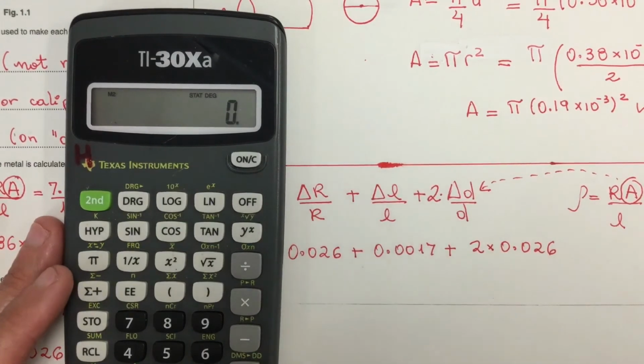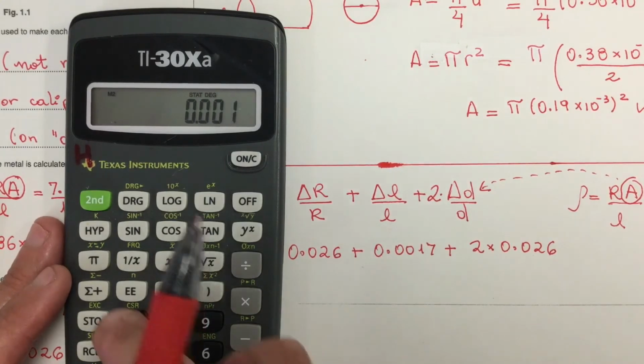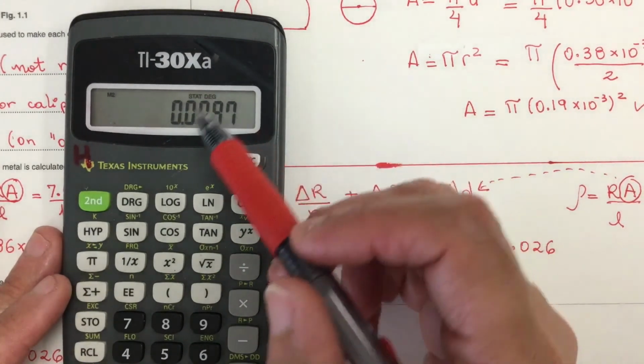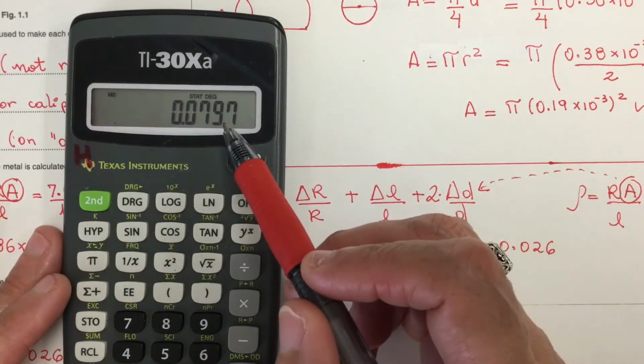So adding those values, 0.026 plus 0.0017 plus 2 times 0.026, I get 0.0797.